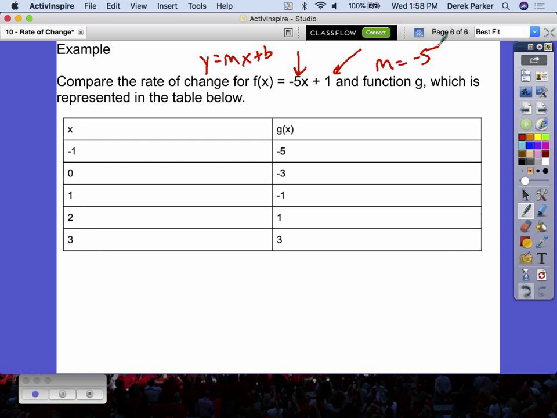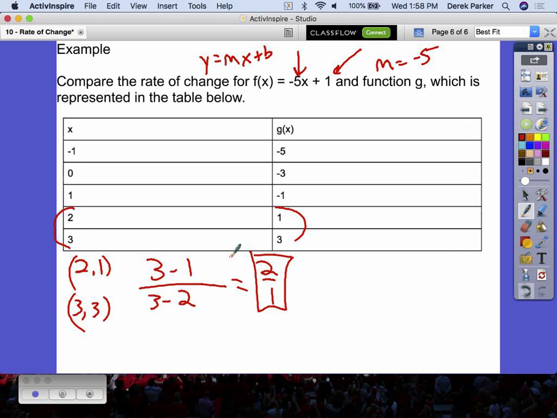Now, I want to compare that. Which has the greater rate of change? So I'm going to compare that to the g of x. I'm going to use these coordinates right here, which are 2, 1, 3, 3, which gives a slope of 2. 2 is greater than -5. That is the greater rate of change.